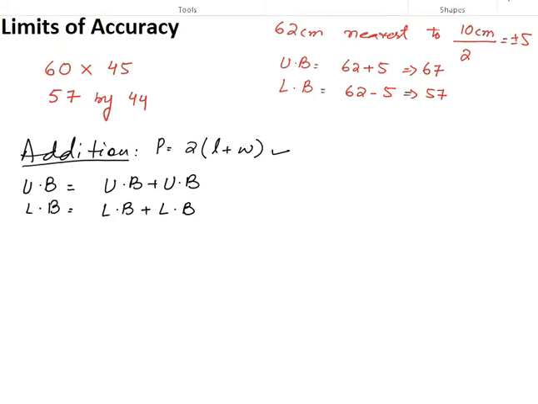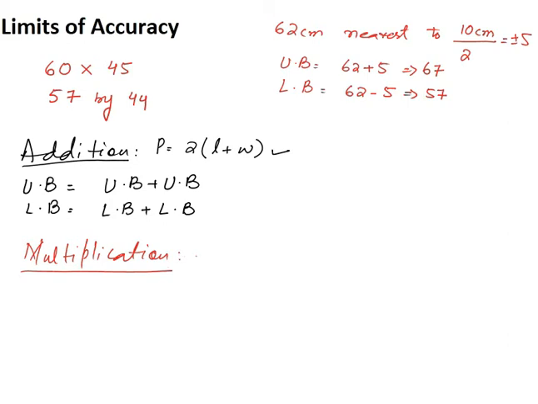Now the second condition is the condition of multiplication. In a multiplication condition, it is the same as addition. Like if we are finding the area of a triangle, it's half base into height. So base and height are multiplying with each other. So here we have a condition of multiplication. Now to find the upper bound in the condition of multiplication, we will multiply both upper bounds. And similarly, to find the lower bound, we will multiply both lower bounds.